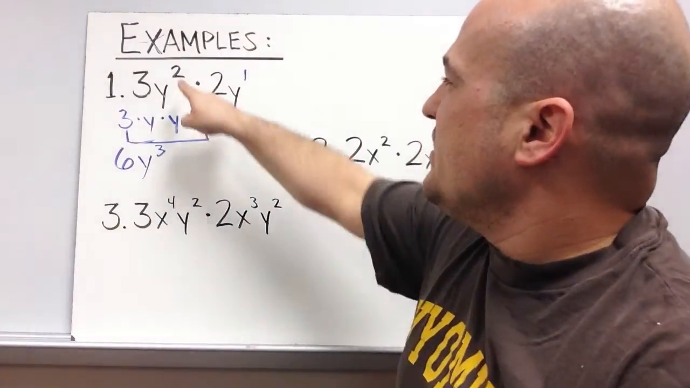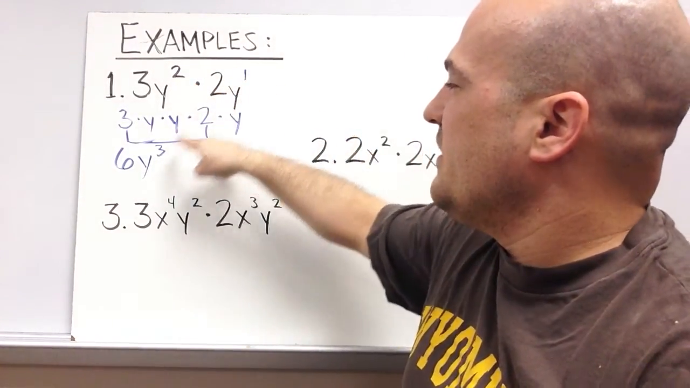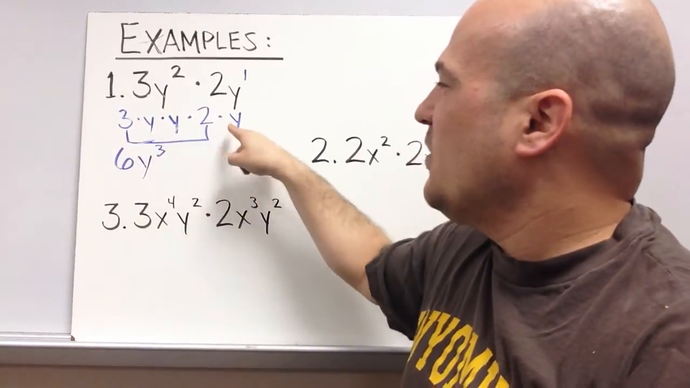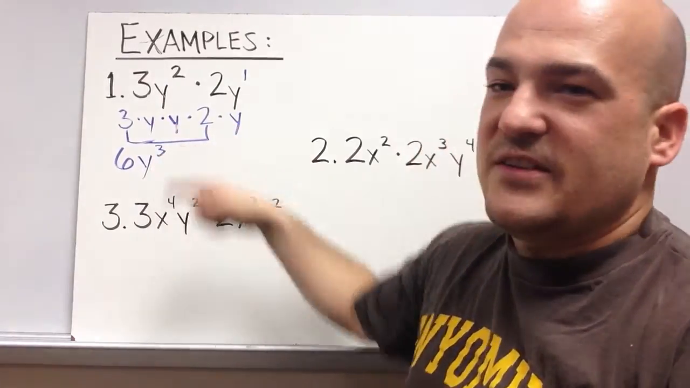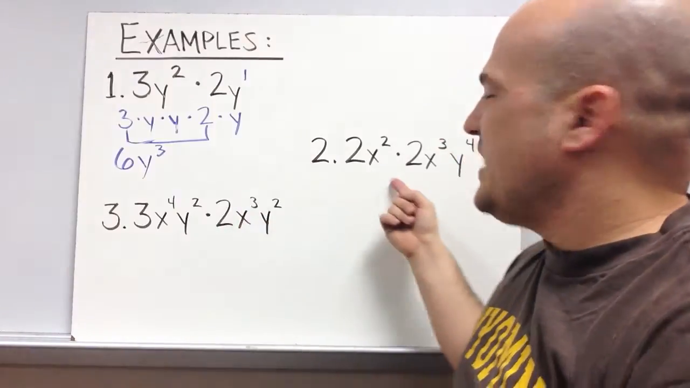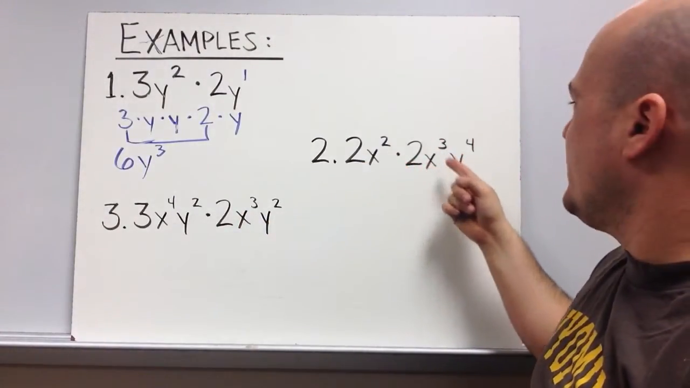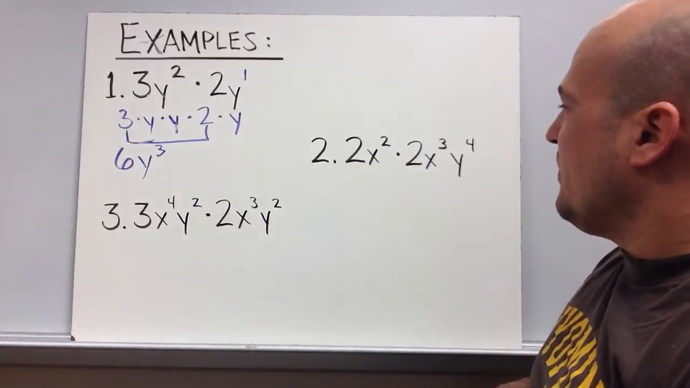Okay, so really what we did is we did 2 plus 1 to give us the 3. Okay, but we knew how it worked. Y times y times y is y to the third. Okay, so let's do example number 2 real quick. 2x squared times 2x to the third times y to the fourth.